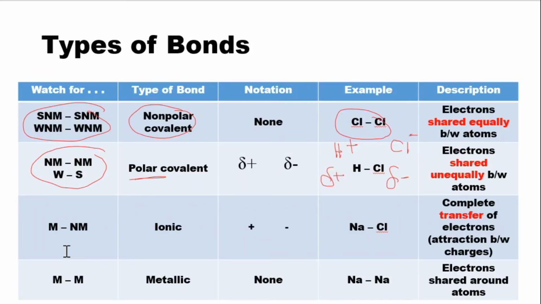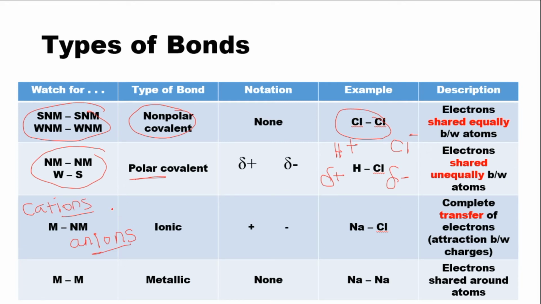Right. The next one to look out for is a metal plus a nonmetal. And when you have a metal plus a nonmetal, that's automatically ionic. You should know immediately what that is, right? Metals are cations. Nonmetals are anions. Cations are positively charged, right? And then anions are negatively charged. When you have two ions, you make an ionic bond, right?